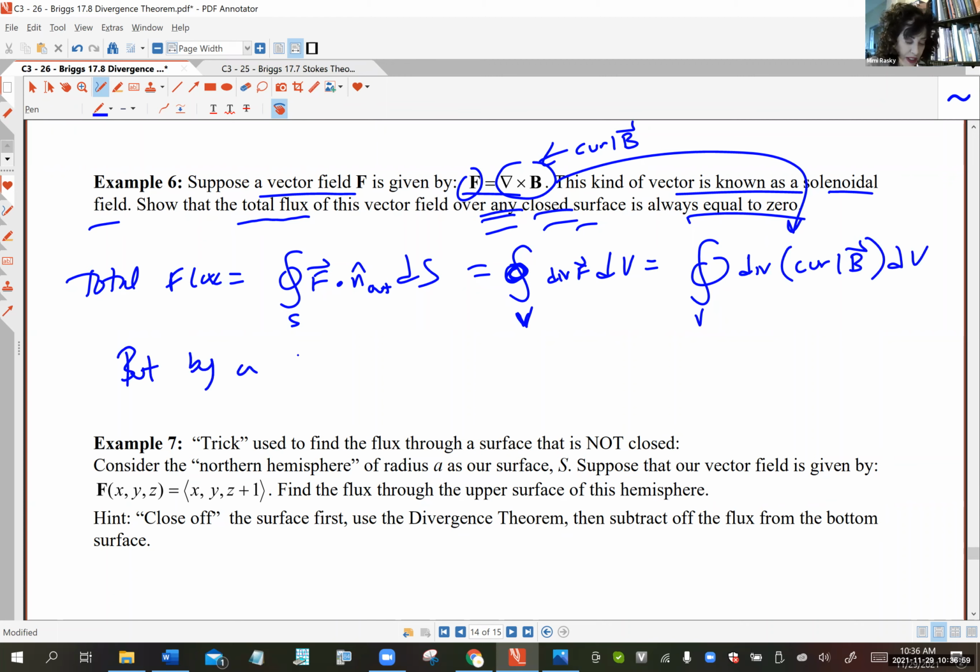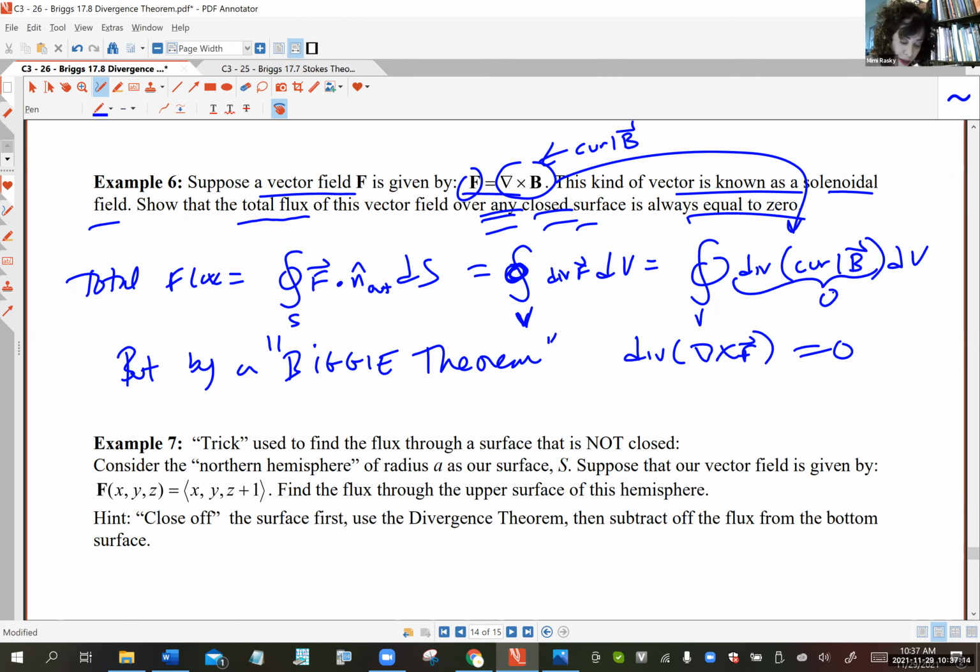But we went over the theorem a couple of lectures ago, when we learned that the divergence of the curl of a vector field is equal to 0. So what does that mean? This right here is 0. So our total flux is 0 over that surface, which is going to be a big fat 0 for all closed surfaces. So that's kind of interesting.